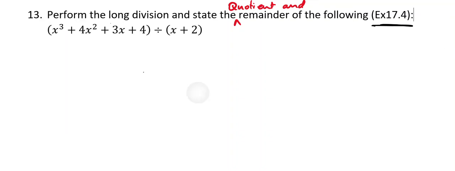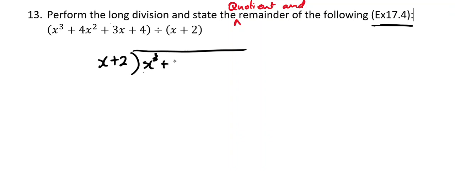Okay, so the first thing we do is we put the divisor out the front, and the polynomial that we're dividing has got to go underneath here. So that's x cubed. Okay, and what we're trying to do now is, x times by what gives x cubed? Well, it's got to be x squared. x times by x squared gives x cubed. So we put the x squared up the top here, above the x squared. We've got to try and keep the place value.